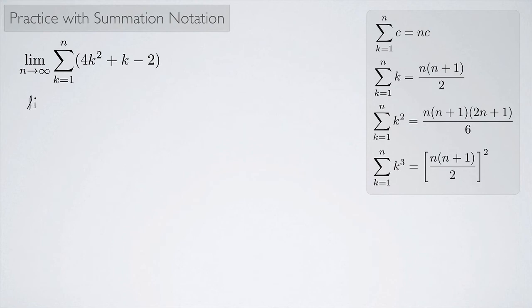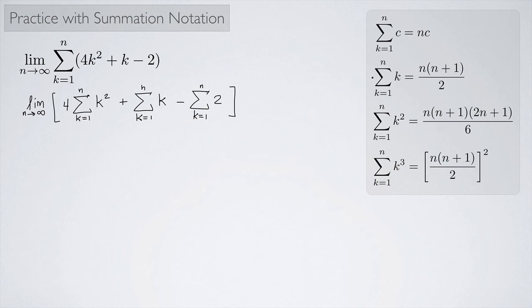So I'm going to rewrite it. I have a limit as n goes to infinity, and that's just going to stay there until I finish. So now let's look at this sum. This is 4 times the sum from k equals 1 up to n of k squared, plus the sum from k equals 1 up to n of k, minus the sum from k equals 1 up to n of plain old 2. And now I have a k squared, I'm going to use that. I have a k, I'm going to use that. And I have a constant, so I'm going to use that.